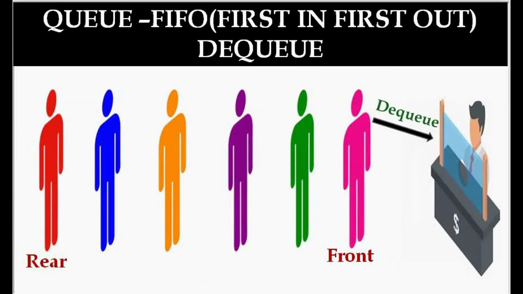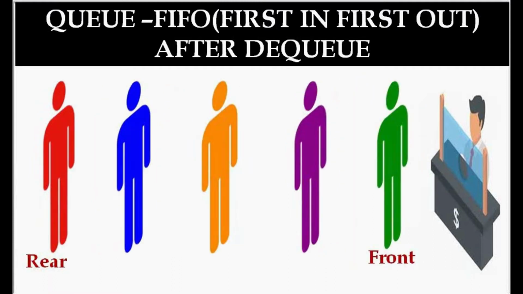Considering the dequeue operation, dequeue will remove the element from the front. Front will be pointing to the beginning of the queue. So dequeue operation will be done with this person. After dequeue, the second person will be moved to the first position now. This is how dequeue operation is performed.